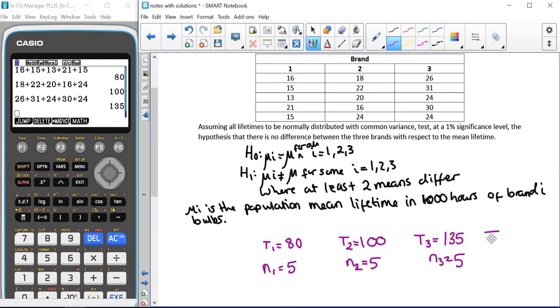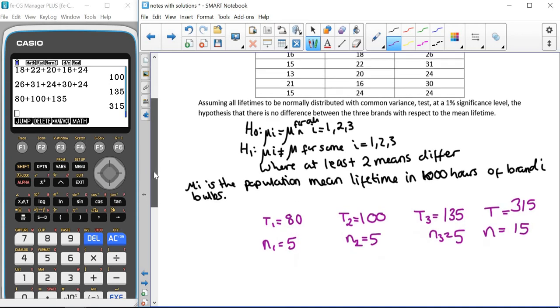We also need a total T and an N. So our N is how many pieces we have in total. We've got 5 and 5 and 5, so we've got 15 pieces of data in total. And our T is all of those values added together, which we can just do by adding the totals together. So 80 plus 100 plus 135 gives us 315. So our total is 315.